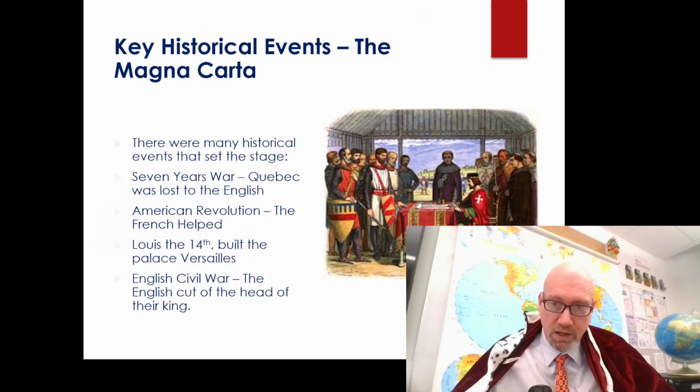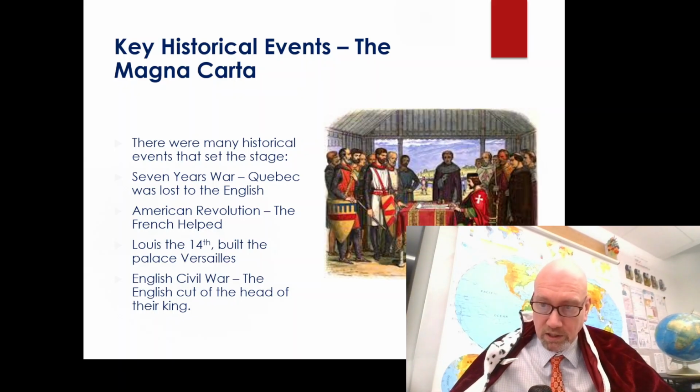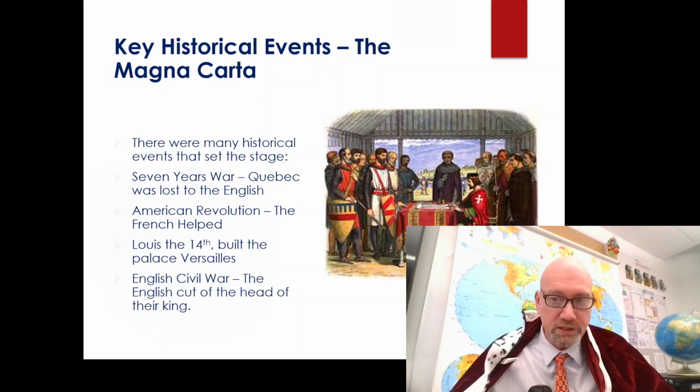Dig deep, take a look at what these limitations are. One example would be you have a right to a trial with a jury of your peers before you get punished with having your property confiscated and going to prison.